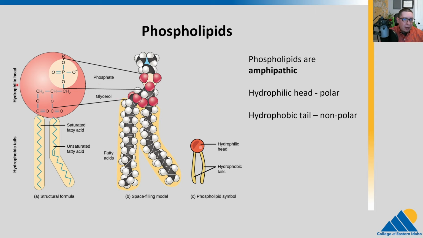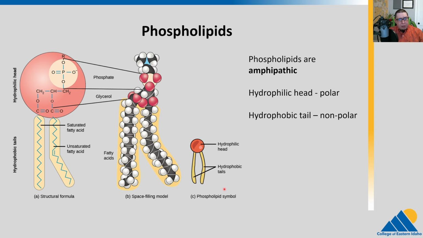The phospholipid has the glycerol here. One of the carbons is attached to a phosphate group. That makes this whole region here hydrophilic, water-loving. And the two fatty acid tails are hydrophobic. You can also call these two regions polar. The hydrophilic head is polar, and the hydrophobic tail is nonpolar. This makes phospholipids amphipathic. They're both hydrophilic and hydrophobic.